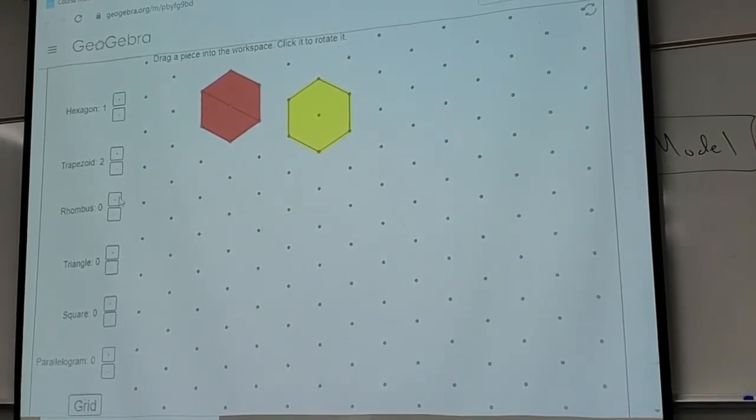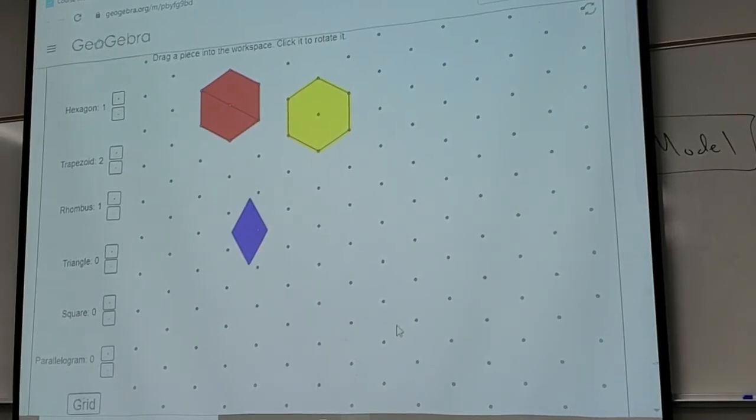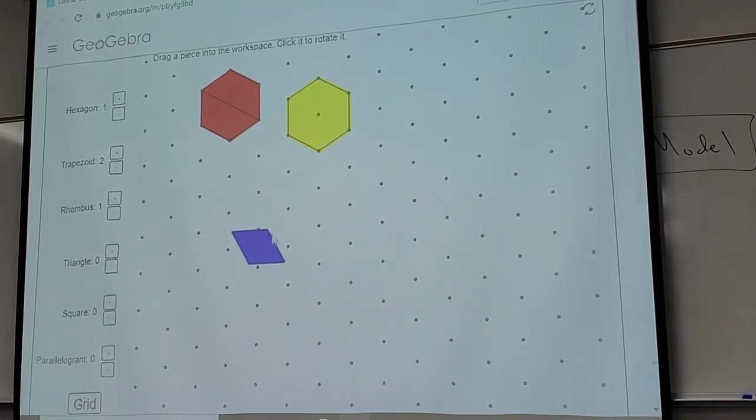And then we get a rhombus. Boom! Now, of course, what would you guys call that? Diamond. If we look at that, it's a rhombus. It's like a square somebody sat on.